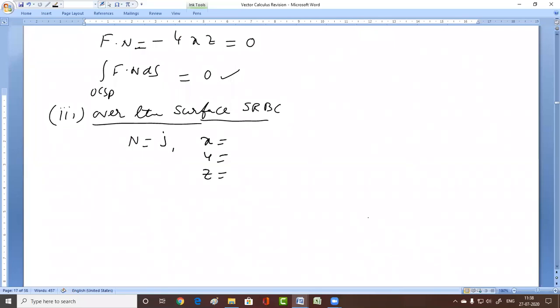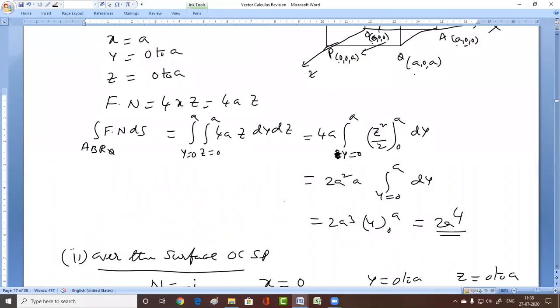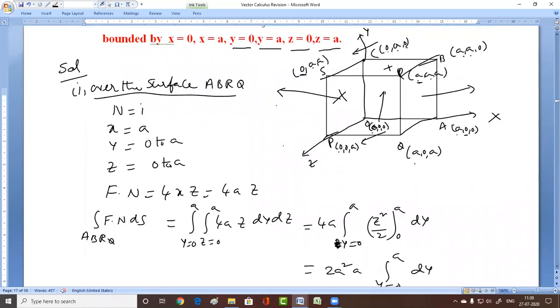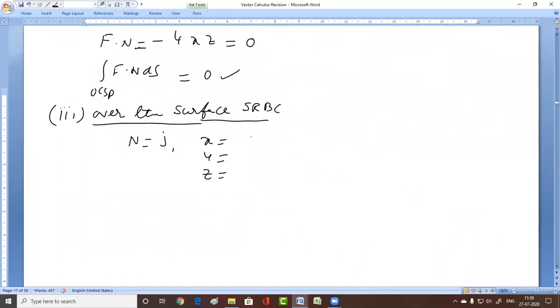Now see this diagram. Tell me, anyone, what are the x limits along the x axis on this surface? Here 0, here a, along the x axis 0 to a. Y limits? Here a, here a, here a, here a. Y equals a. Z limits along the z axis, in this direction, 0 to a only. So 0 to a, a, 0 to a.